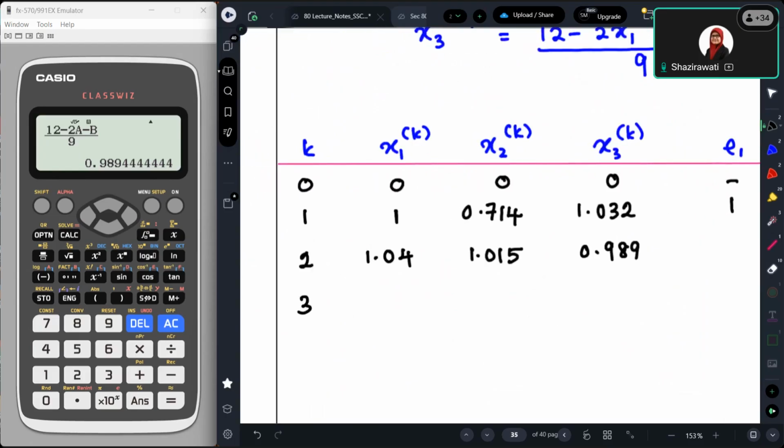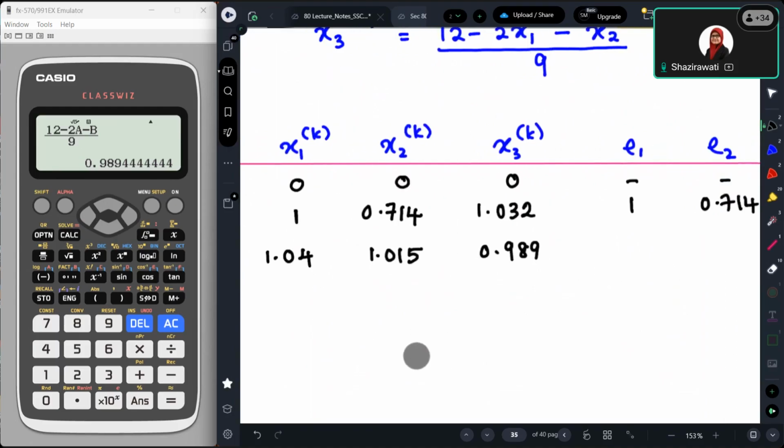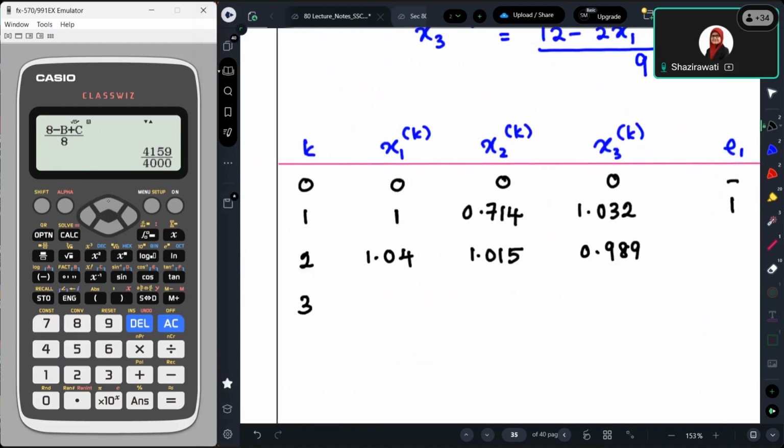K equals 3. When K equals 3, repeat semula. Find the formula for X1. Press the calculate button. B is 1.015. C dah bertukar 0.989.